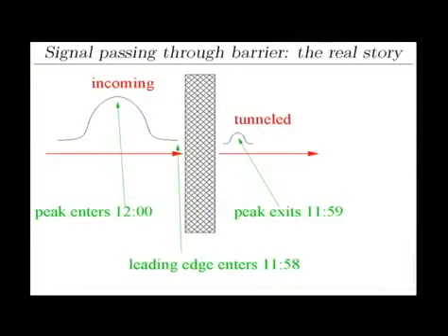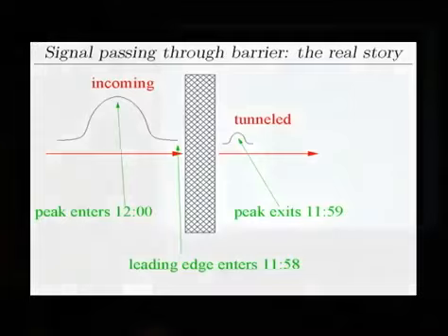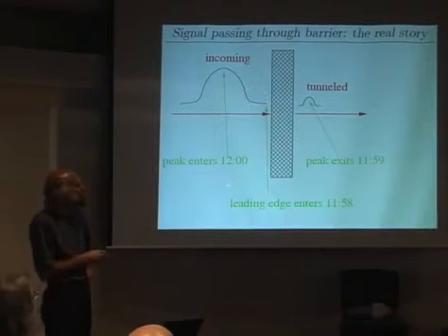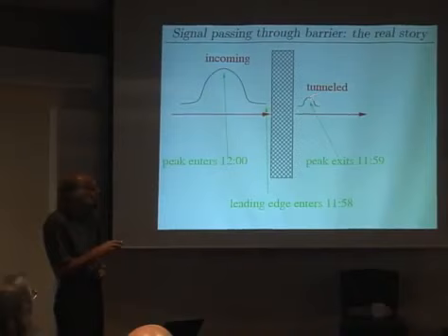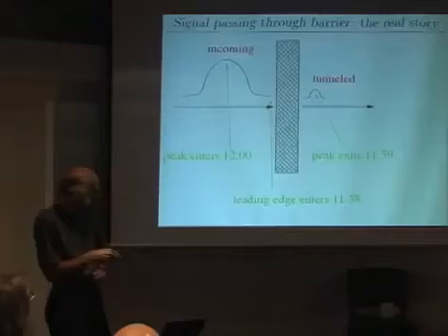Here's what's really going on. A pulse is not infinitely sharp. It is not a single moment of light. It has some shape. The light turns on, builds up for a while, comes down again. Here's the peak of the pulse. This pulse is traveling in here. Sure enough, the peak of this pulse goes in at about noon, and the peak of the pulse comes out at 11:59, just as claimed. But on the other hand, the leading edge of the pulse, the very first moment at which any of the light goes into the barrier, is still earlier. So this is after that.